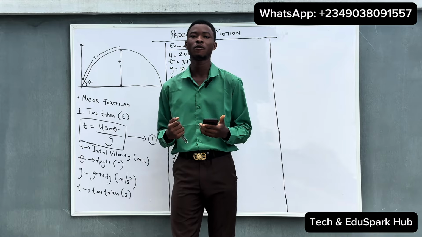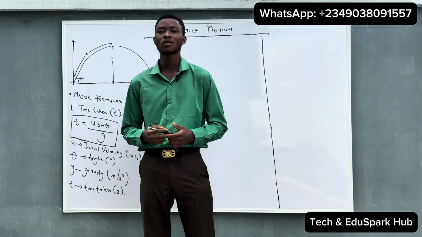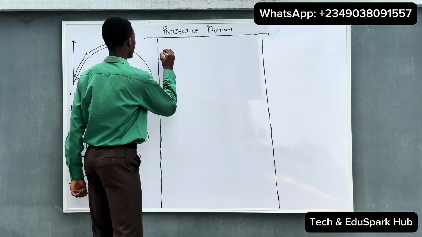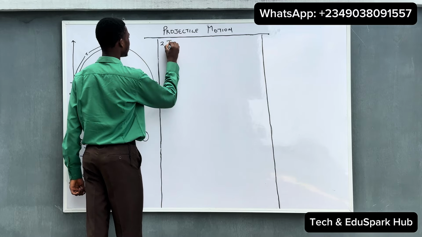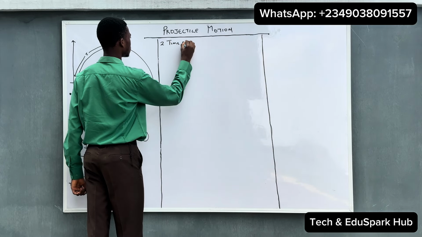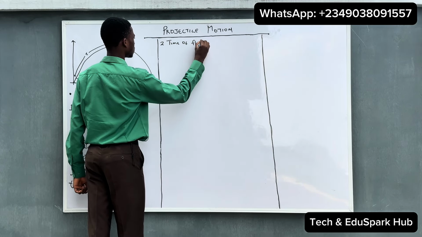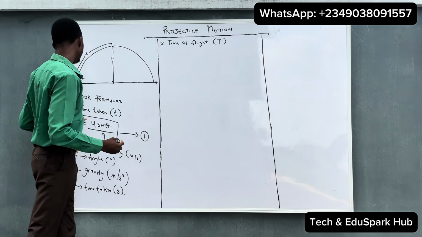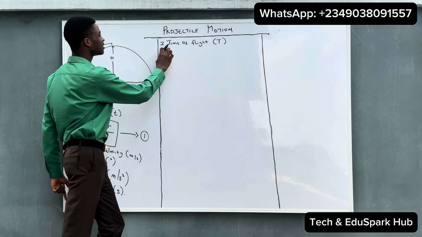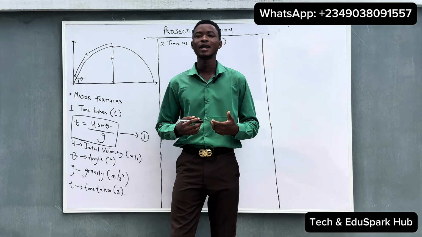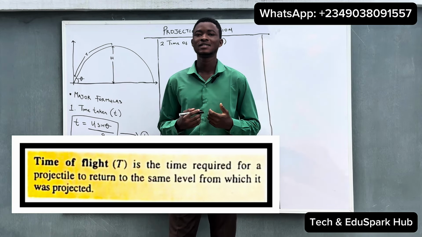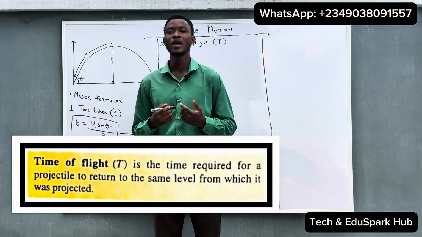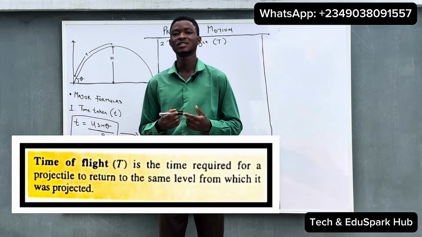So let's move to another formula under projectile motion. Moving to the second formula we have under this projectile motion, the second formula is known as the time of flight. Which is denoted as the big T. You can see the time taken is denoted as the small t, while the time of flight is denoted as the big T. And by definition, the time of flight is defined as the time taken which a projectile requires to return to the same level where it was projected. This is the definition of the time of flight.